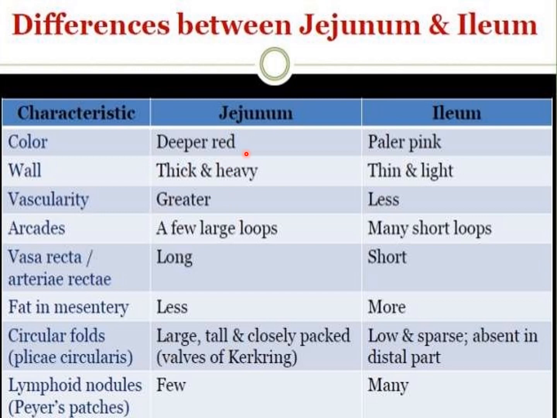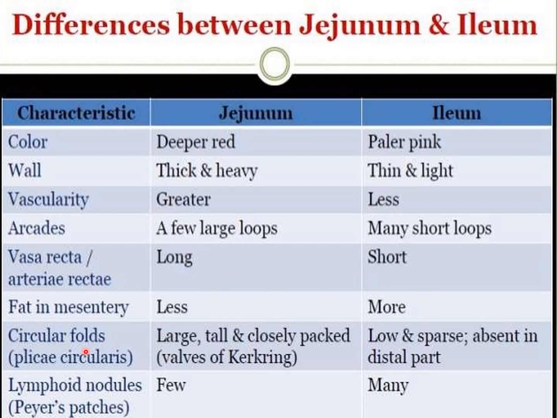There are some differences between the jejunum and ileum. Here we can see the different characteristics. The color is deep red in the jejunum and pale pink in the ileum. The wall is thick and heavy in the jejunum, thin and light in the ileum. Vascularity is greater in the jejunum, less in the ileum. Arcades: a few large loops in the jejunum, many short loops in the ileum. Arteriae rectae are long in the jejunum and short in the ileum. Fat is less in the jejunum and more in the ileum.